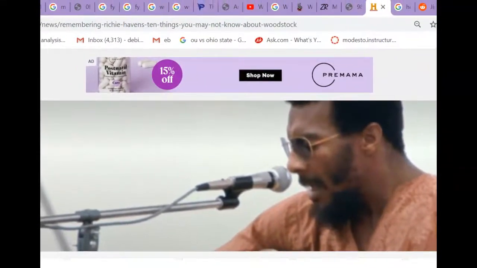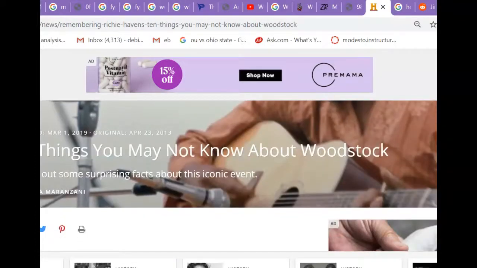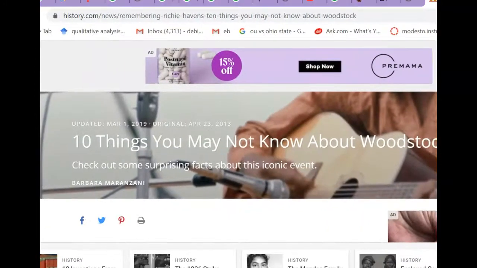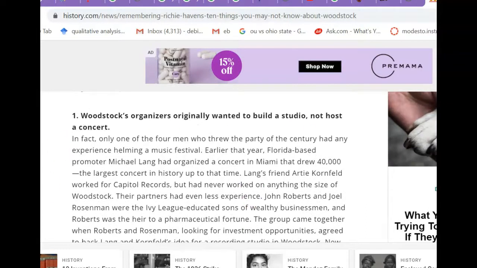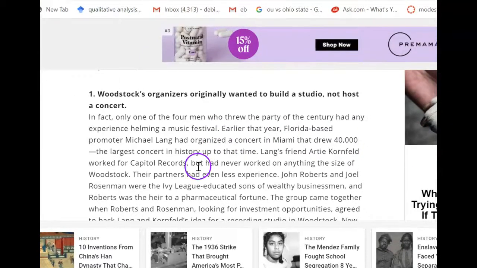So this was "10 Things You Might Not Know About Woodstock," and this comes from my favorite, history.com. There's a lot of good information in here. I don't know what I'll ever do with it, but it's really interesting because I have to find out. I have no idea, I don't even know how you would do this.